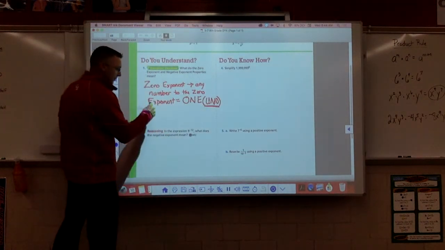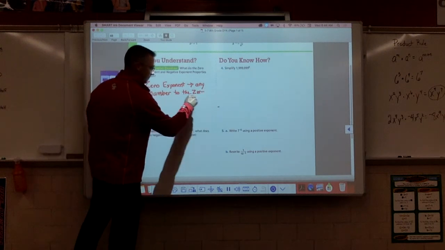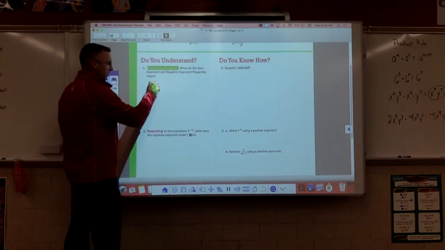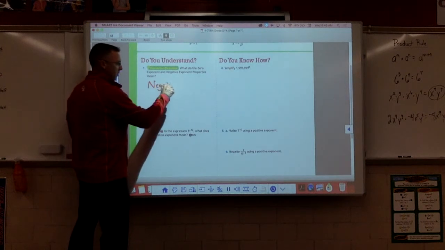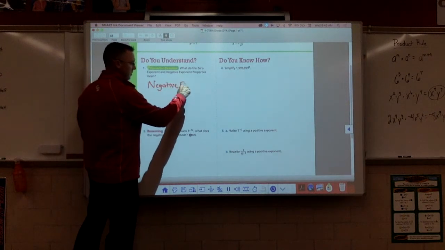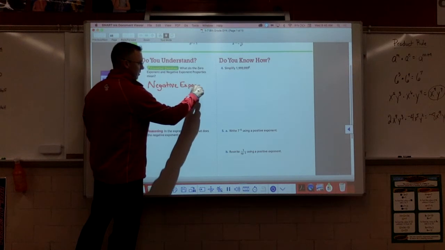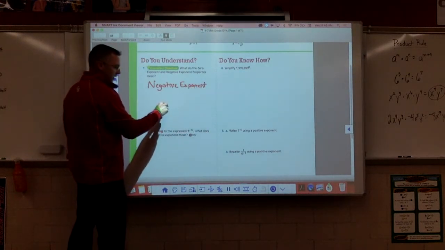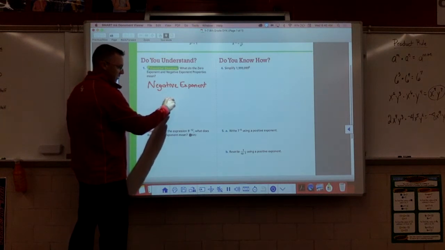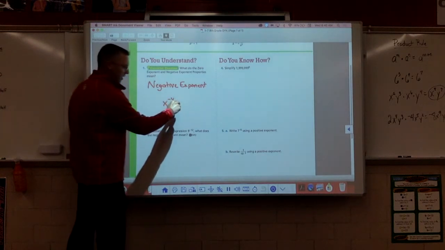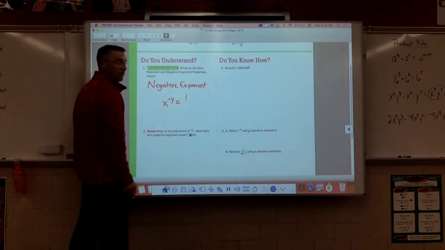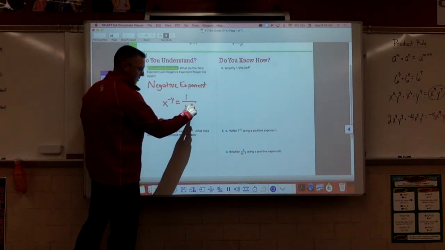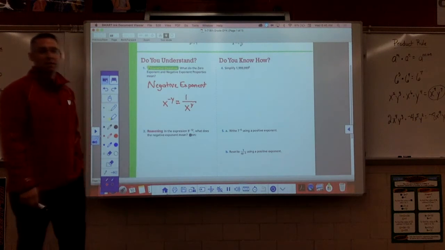One. Negative exponent. What does it mean? Oh, I'm getting rid of that because I don't have room. Hope you wrote smaller. Negative exponent. What it means, basically, is we're going to say any number, and I'm going to put x to the negative y power. What is that going to equal? 1 over x to the y power. And we're going to leave it there.